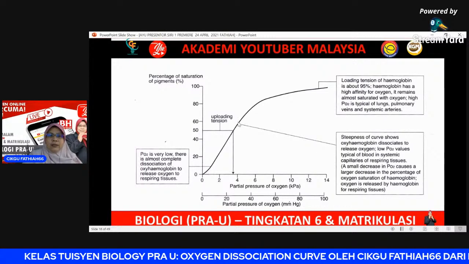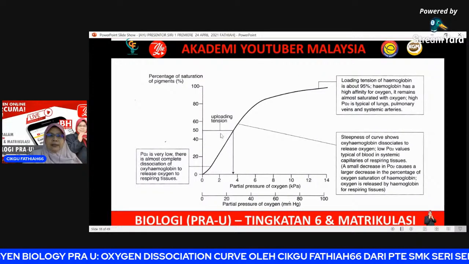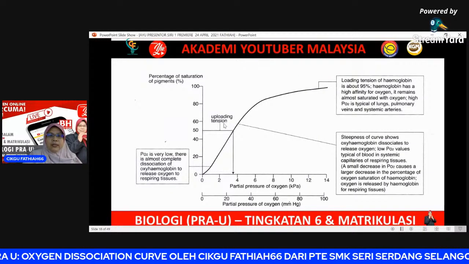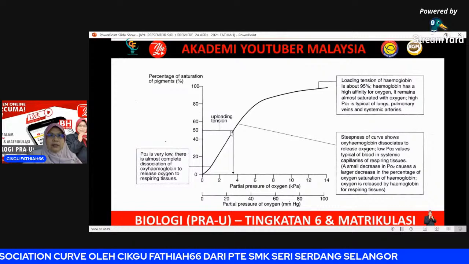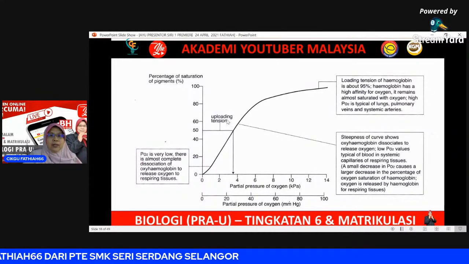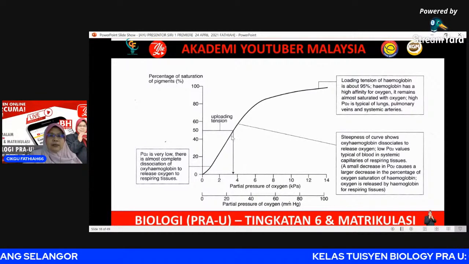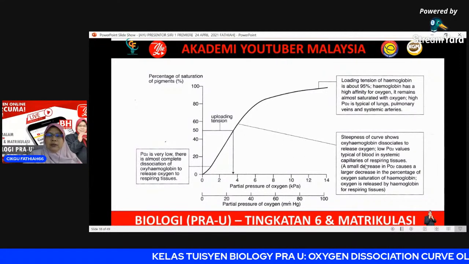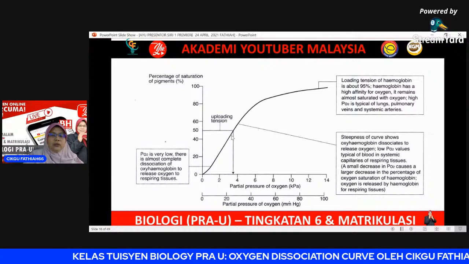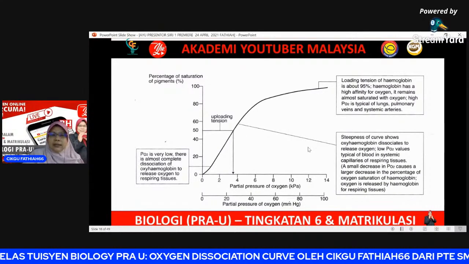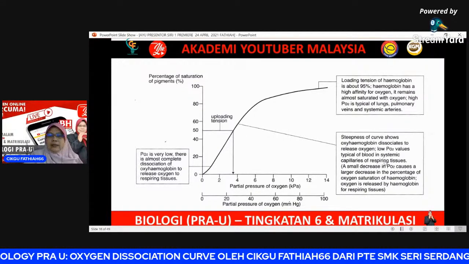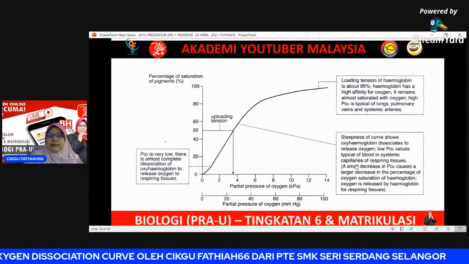Okay, for the steep area, this area is unloading. Unloading meaning oxyhemoglobin will dissociate back to form hemoglobin and oxygen. Why? This area is when the blood flows to the cell. So the location here is blood in the systemic capillary.